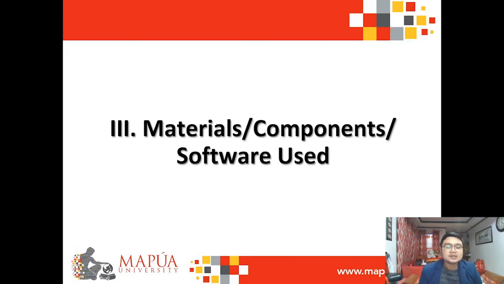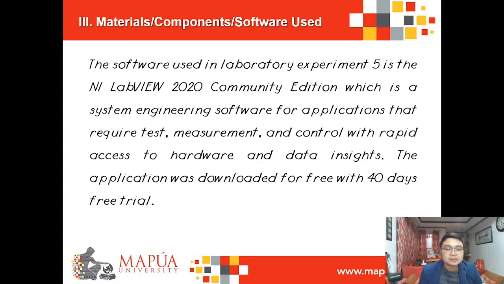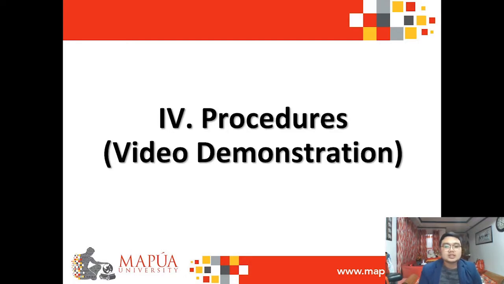Next are the materials, components, and software used. The software used in laboratory experiment 5, entitled Loops, is the NI LabVIEW 2020 Community Edition, which is a systems engineering software for applications that require test, measurement, and control with rapid access to hardware and data insights. The application was downloaded for free with a 40-day free trial. Next are the procedures.